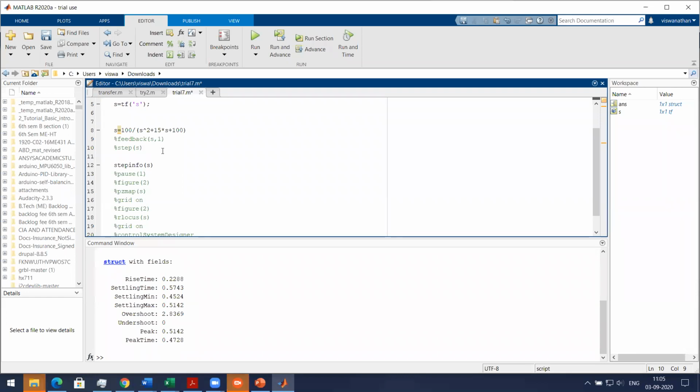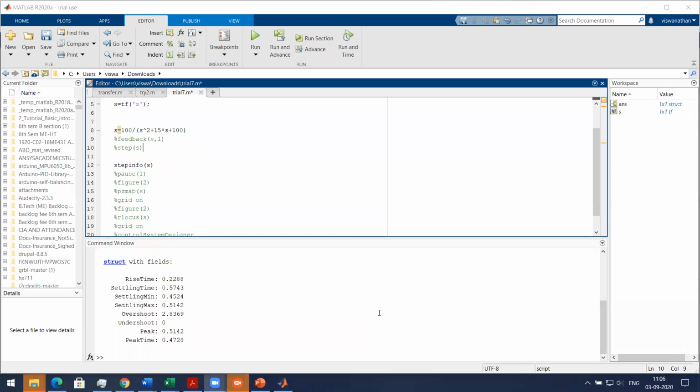So why do we do this? Why formulas? Because if asked in a theory exam, you can calculate and write those. If you are asked to do it in MATLAB, all you have to do is go for the step info. Step info will give you everything, so when you're using MATLAB, you need not calculate. So this 15 defines your 2 zeta omega n, and this 100 is omega n square. These are things you need to understand.